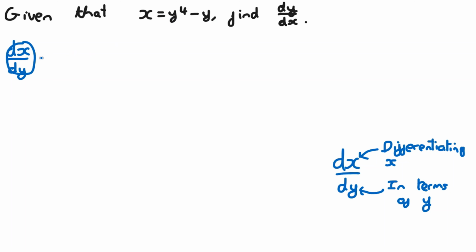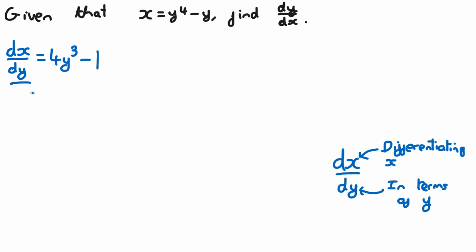So dx over dy for this equation here is going to be equal to, so y to the power of 4 is going to become 4y to the power of 3, and minus y is going to become minus 1. So dx over dy is equal to 4y cubed minus 1.